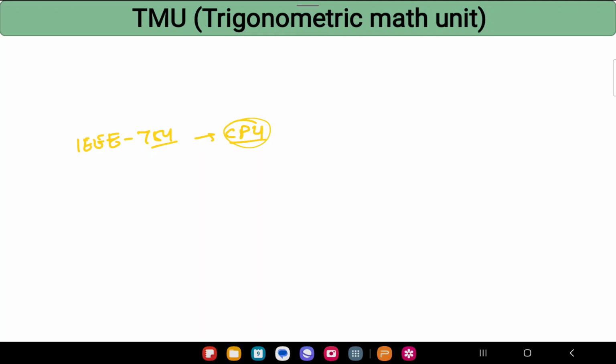The FPU provides general purpose floating point math support, whereas the trigonometric math unit focuses on accelerating several specific trigonometric math operations. The operations could be sine, cosine, divide, square root, and many more. These are the basic operations that the trigonometric math unit will perform.